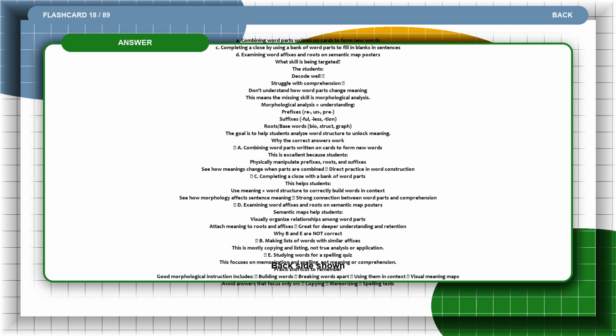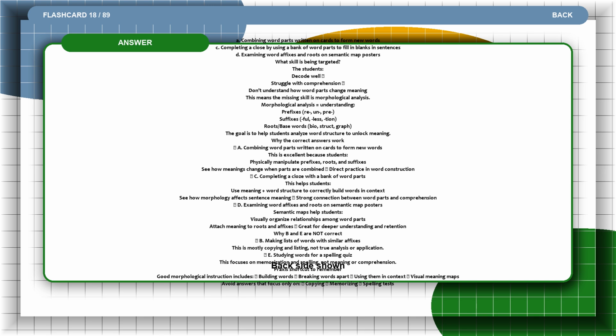The answer is A. Combining word parts written on cards to form new words. C. Completing a cloze by using a bank of word parts to fill in blanks in sentences. D. Examining word affixes and roots on semantic map posters. What skill is being targeted?